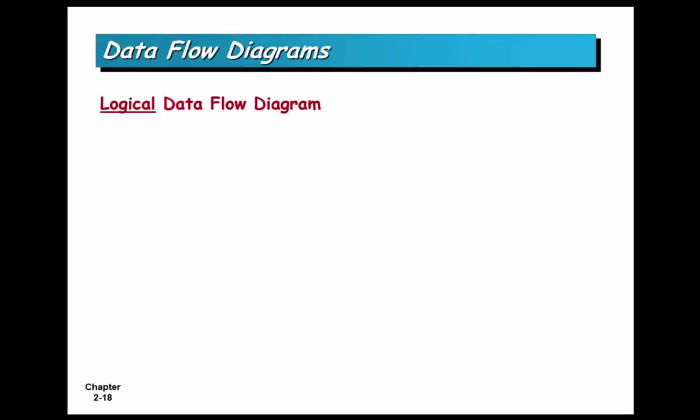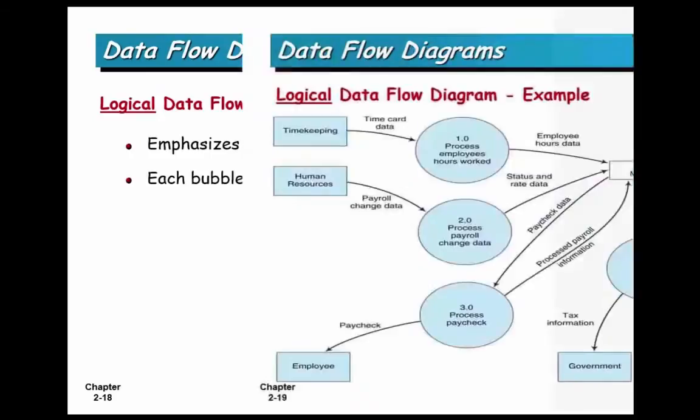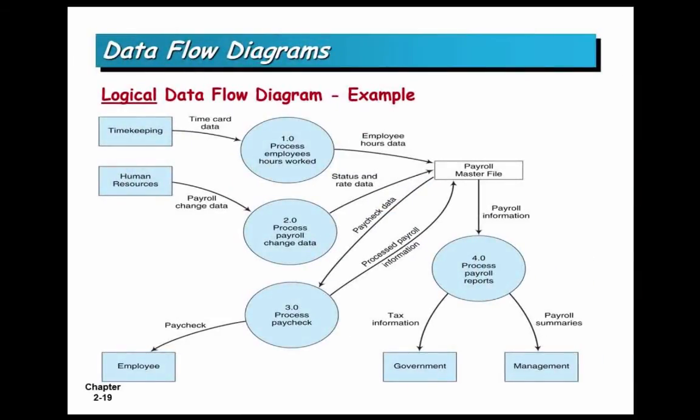Logical. This is what we'll be doing. Instead of emphasizing the people who do stuff, it emphasizes what gets done. So each circle is a task, an activity, a process, whatever you want to call it. And it could look something like this. Notice the same 5 external entities. Now there are 4 sub-processes. The whole thing is process payroll. Now to process payroll, the first step is process the hours worked.